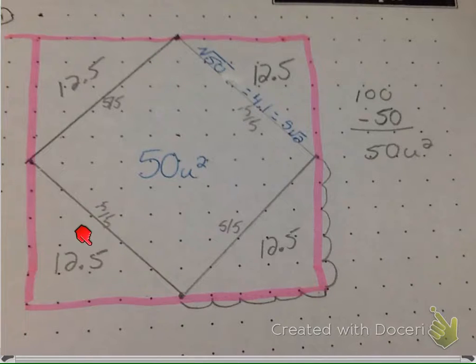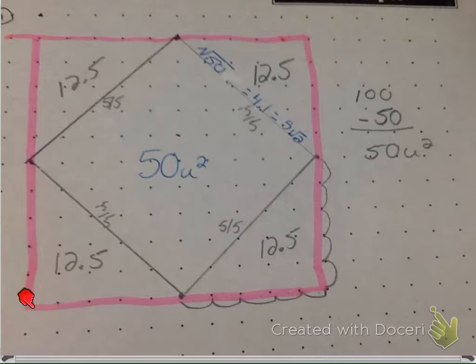Now, pay attention to what the area of these triangles are, and look how big they are. It was really easy for me to use area equals 1/2 base times height to get 12.5. This has a base of 5. It also has a height of 5. 5 times 5 is 25. Half of 25 is 12.5. All four triangles are exactly the same, so all four triangles are 12.5 units squared.